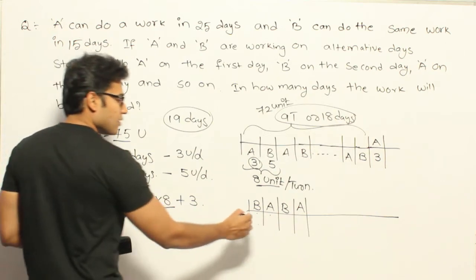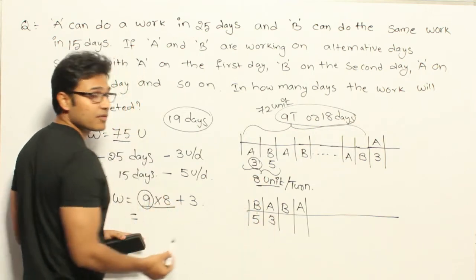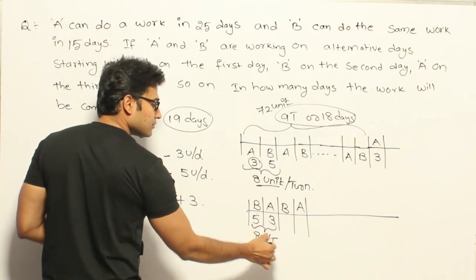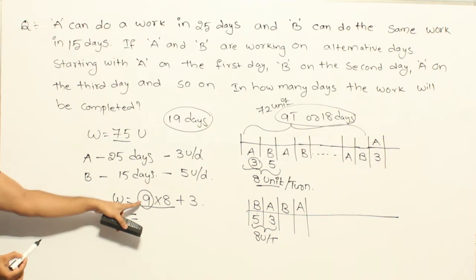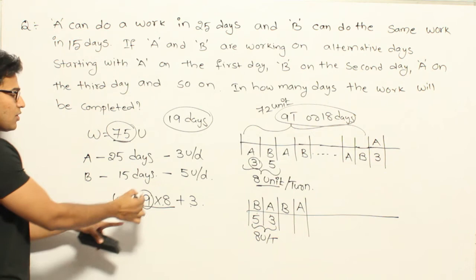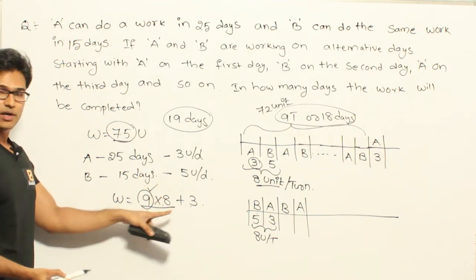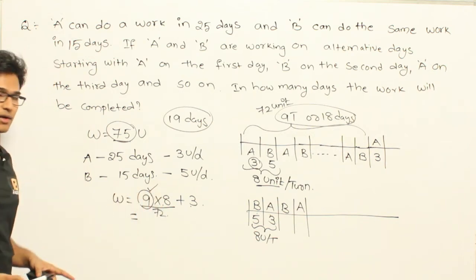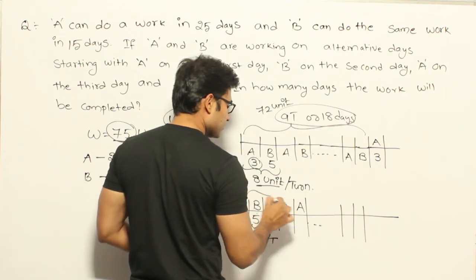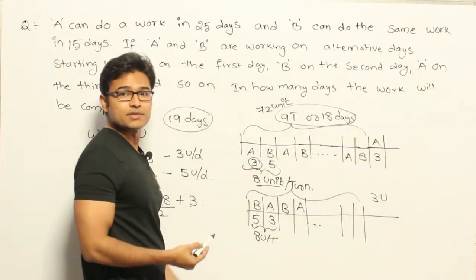Now again the same thing. 5 units will be done by B on the first day, 3 units will be done by A on the second day. Overall 8 units will be done per turn. Got it? Therefore I could again express 75 as a multiple of 8 plus something. Now 9 turns will definitely be required to finish 9 into 8 units of work, which is 72 units of work, right? Which means, let us assume that these are all the 9 turns, and again 3 units of work has to be done after 9 turns, right?